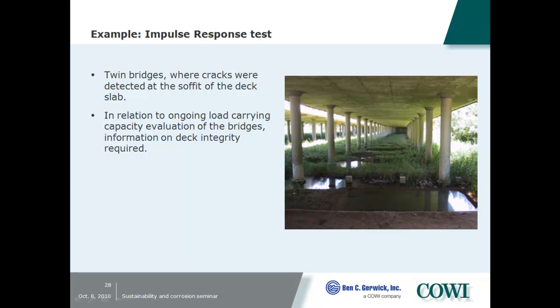I have this example, which is, I think, a very good example of how to use this method and how you can benefit from it. These are two twin bridges where the load carrying capacity had to be verified because they wanted to upgrade the load on those two bridges. By visual inspection, the bridge deck looked fine. There were no signs of visual damages or defects on it.